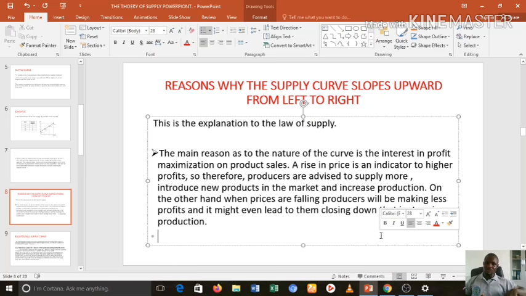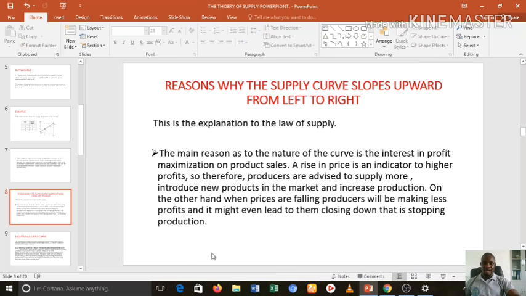And of course, because they want to increase supply, they are therefore willing to do what? Increase production. Because the higher the production level, the higher the supply, and the higher the supply, of course, the higher the profit making. So when prices are high, they are willing to supply more. That is the first reason as to why the supply curve will slope upward from left to right.